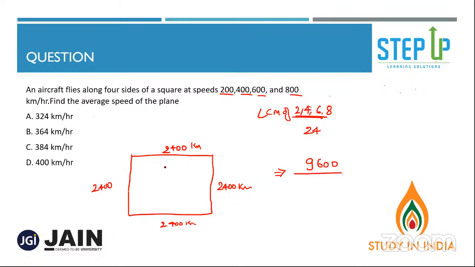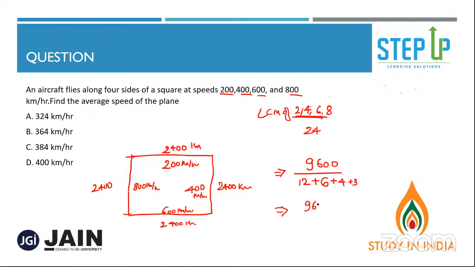How many hours will I take? At 200 kilometers per hour, I'll take 12 hours for this side. This side I'm traveling at the speed of 400 kilometers per hour. It means I would have taken 6 hours. This side I traveled at 600 kilometers per hour. It means I would have taken 4 hours. And this side I traveled at the speed of 800 kilometers per hour. It means I would have taken 3 hours.